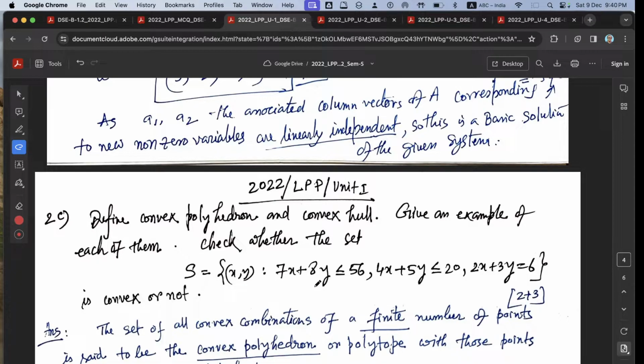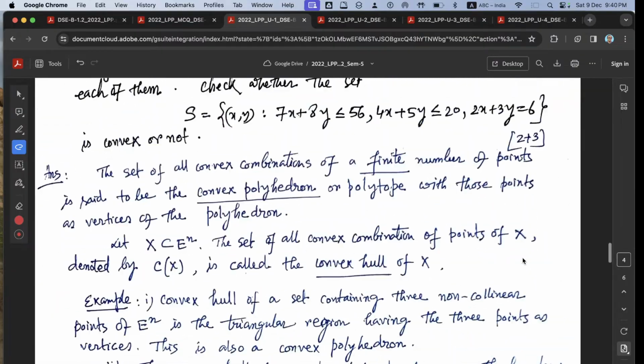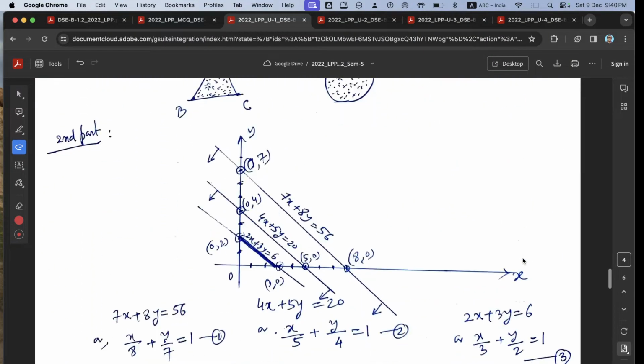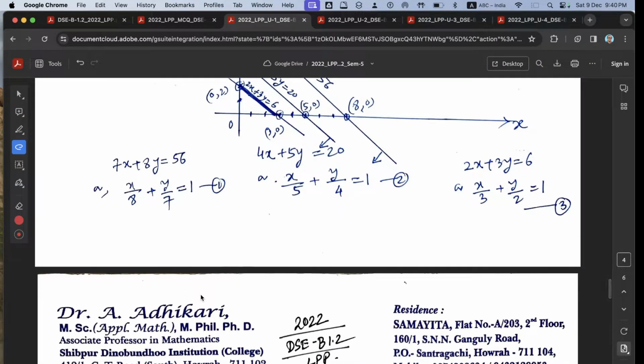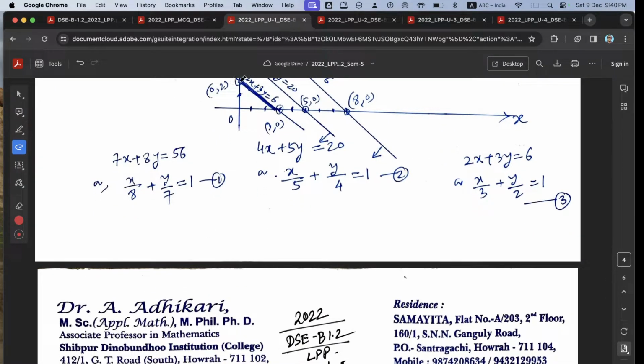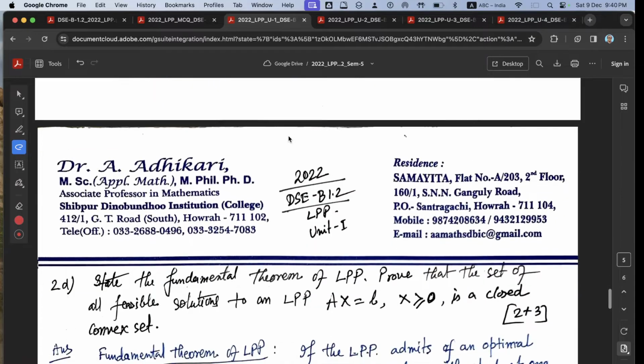Check whether this set is less than or equal to, less than or equal to, equal to. So this set contains only the points on this line segment. So this set is a convex set. Only the points on this line segment are in this set.